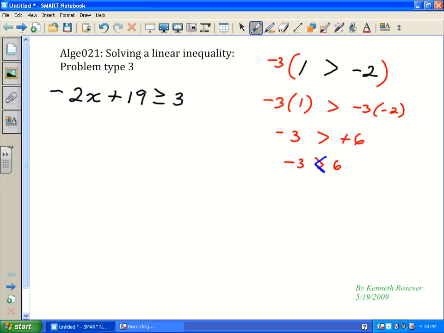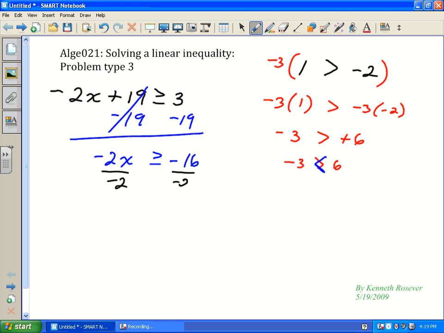So you want to make sure as you're solving a problem like problem type 3, that you not only minus 19 on each side, which will cancel that, and you're left with negative 2x is greater than or equal to 3 minus 19, which is negative 16. But in this step right here, I'm going to have to divide out the coefficient, which is negative 2. And the moment I divide by a negative, I have to flip that inequality symbol to the opposite so that it points the opposite way. Those cancel. X is less than or equal to 8.